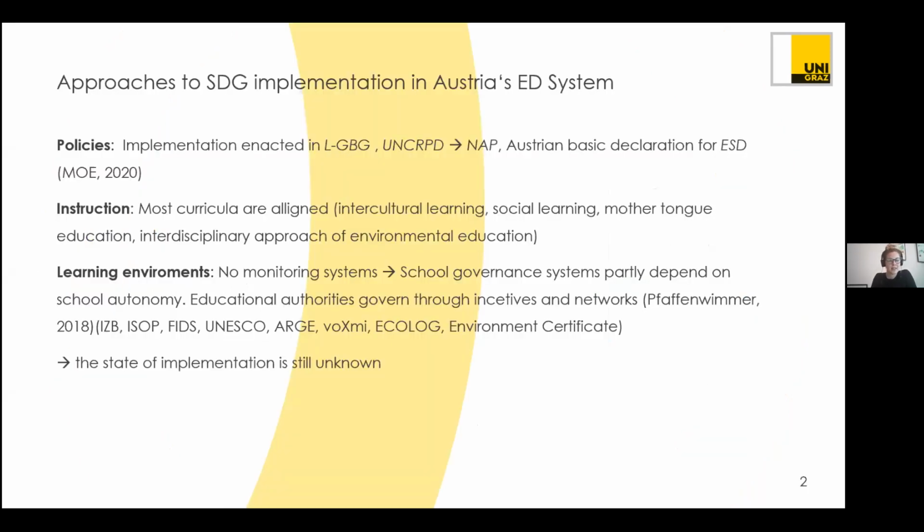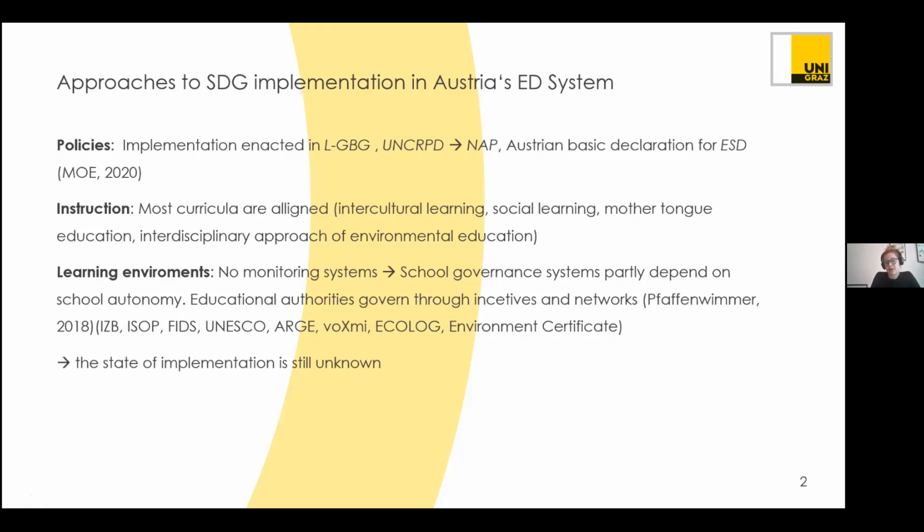So here you can see approaches to the SDG implementation in Austria's educational system. There is an implementation enacted on a policy level. So the LGBT, what you can see here, is a law for equal treatment for everyone. It doesn't matter if a person has a disability or comes from a different country or has a different religious belief. This law is a national policy and means equal treatment for everyone.